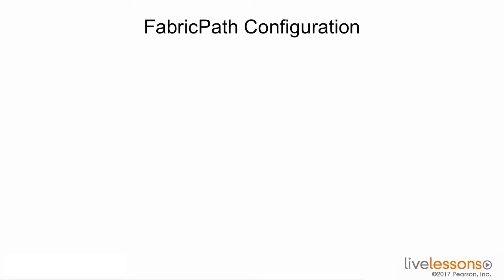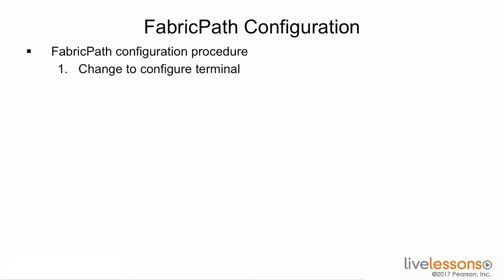There are certain steps we need to follow in order to configure FabricPath on a Nexus 7000. This procedure goes as follows. We need to go into our configure terminal, just like we do whenever we make any type of change to the device. The second thing we need to do is install the appropriate feature set. In this case, FabricPath is actually a feature set and not just a feature.